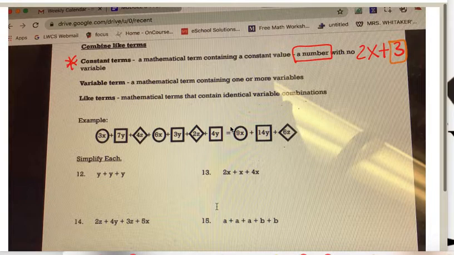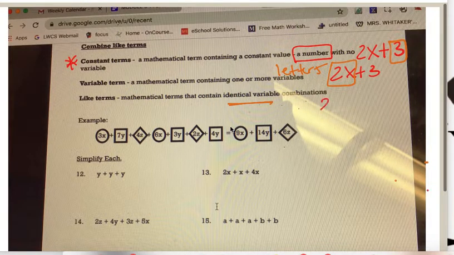A variable term is a mathematical term containing one or more variables. A variable, which we talked about last week, is a letter. So one or more letters. So in the above problem, 2x plus 3, the variable term would be the 2x. And like terms are mathematical terms that have identical variables. Let me give you an example for this.